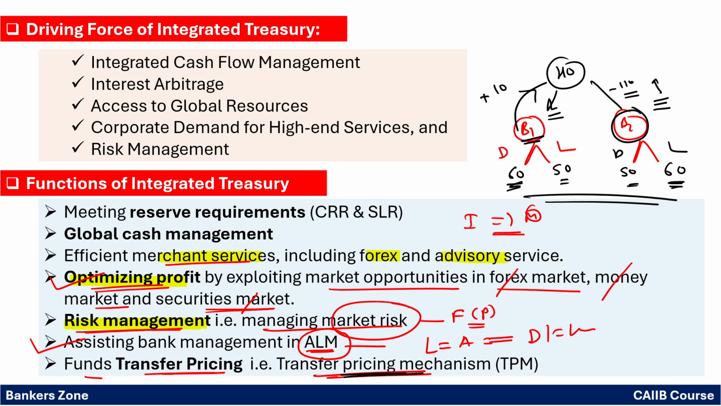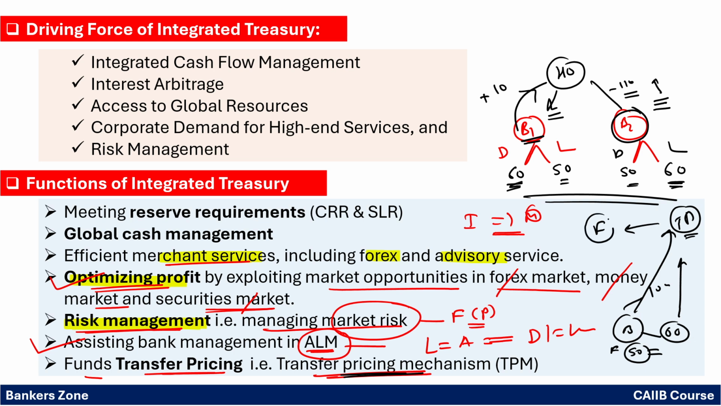So to match that transfer price, for example, if any branch has excess deposit, say they have given loans of 50 crores and they have deposits of 60 crores, then 10 crores can be directly given to the treasury department. The treasury department will take the additional 10 crore, and that can be invested into different markets, say the money market or security market, to earn more profit. So it is simply the transfer pricing mechanism.